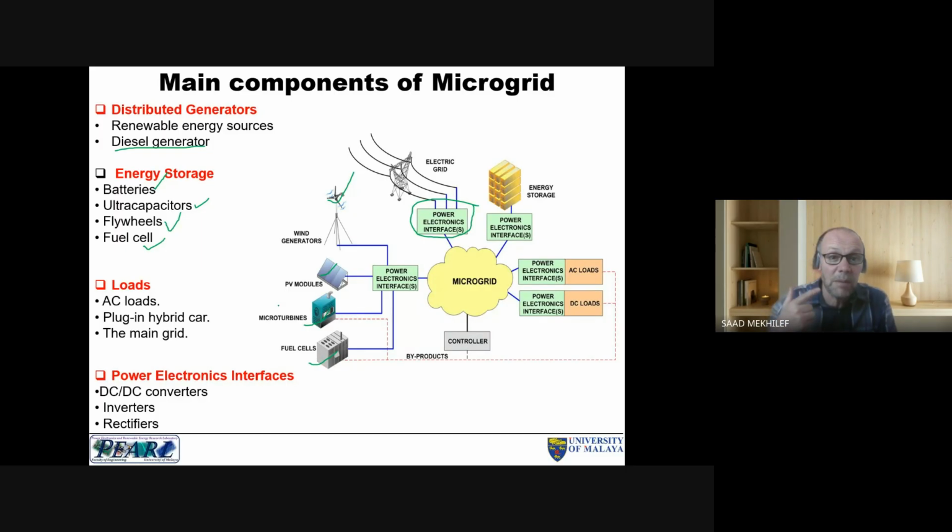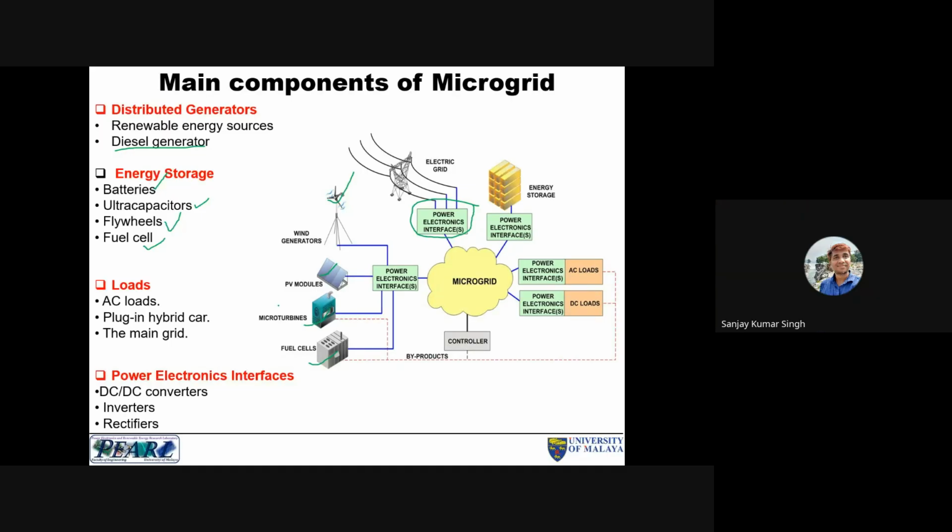What does carbon neutral mean? It doesn't mean it is 100% renewables, but it's neutral. It means you can offset. You can generate some carbon during the generation, but you can offset that carbon maybe through some other means. Okay. Thank you.